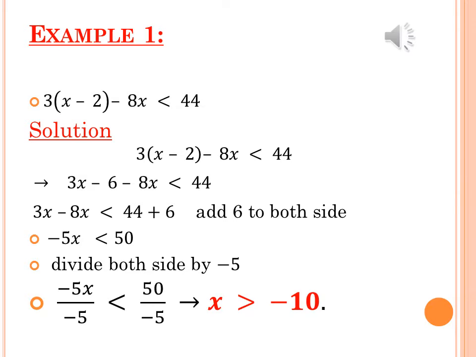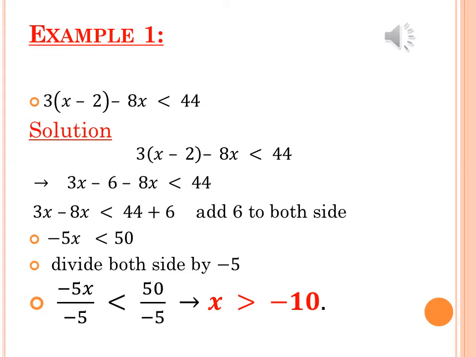What after that? Arrangement. Let x be on the left hand side. We have 3x minus 6 minus 8x less than 44. 3x minus 8x is minus 5x. Here, minus 6 less than 44. If we add 6 to both sides to cancel this 6, so minus 5x minus 6 plus 6 less than 44 plus 6. Here 6 is cancelled. So minus 5x less than 44 plus 6 equals 50. Minus 5x less than 50.